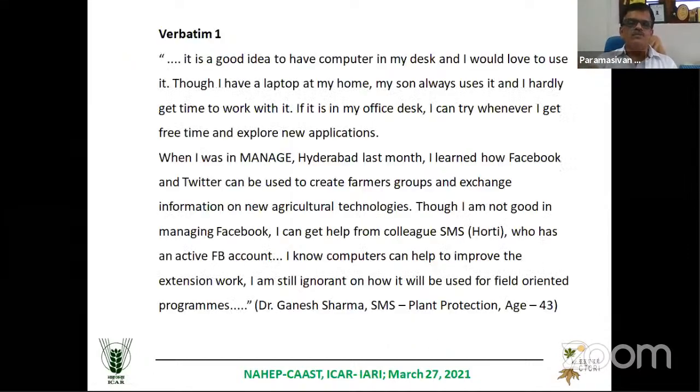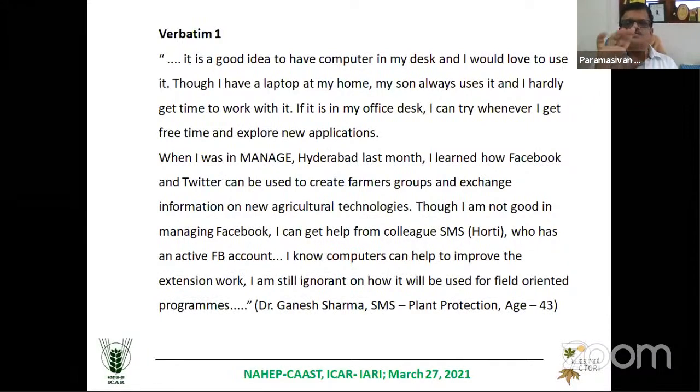So this is one verbatim which I have given you, because I have to finish within 15 minutes, but you can just read it. It's a good idea to have a computer in my desk. I would love to use it. Though I have a laptop at my home, my son always uses it and I hardly get time to work with it. If it is in my desk, I can try whatever I get, whenever I get free time, and whenever I explore the new applications.